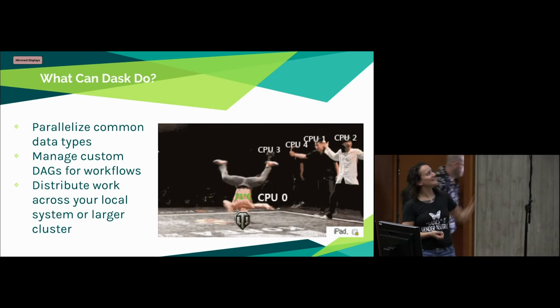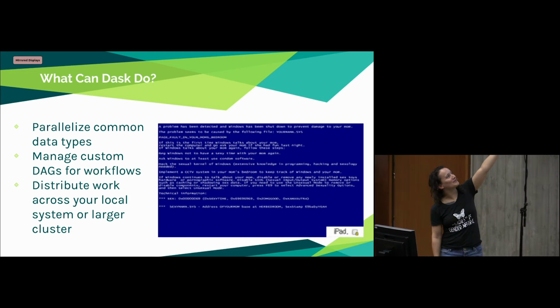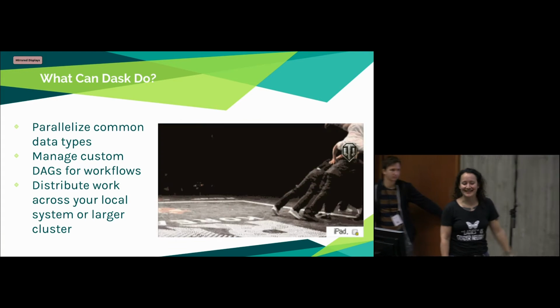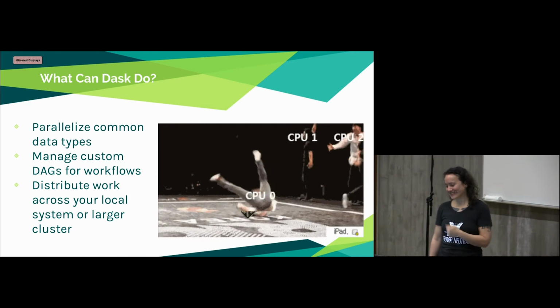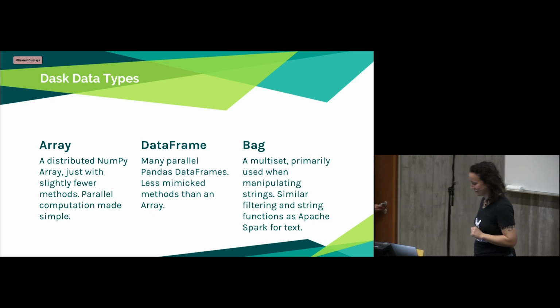I don't know if you've seen this before, but usually when you're running Python, this is what you're doing. So you don't want to do that, right? So how can Dask help you avoid that?